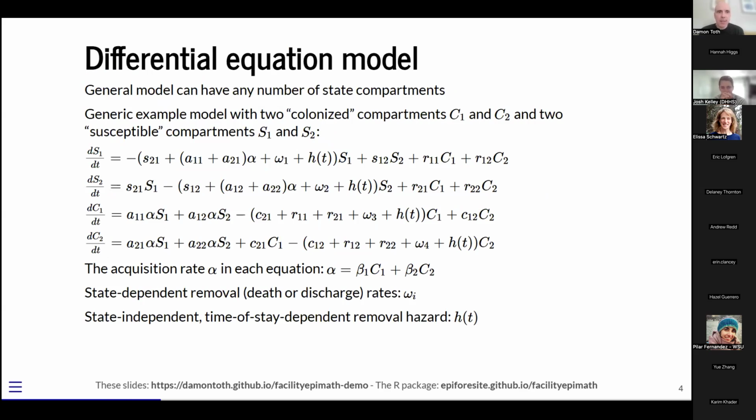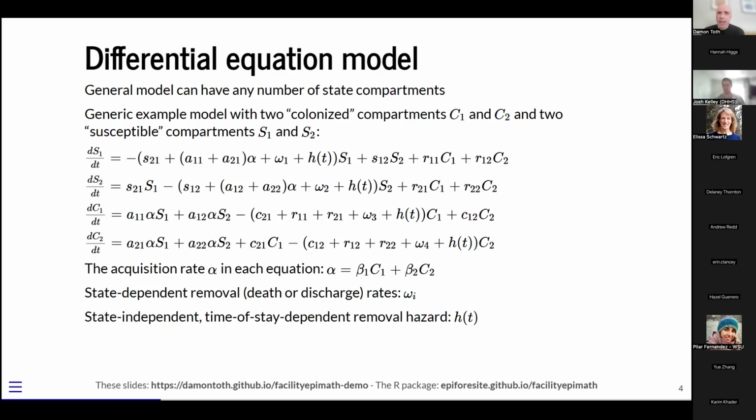So here is a general version of the model with two colonized and two susceptible compartments. The model can actually handle any number of compartments, but I just put two here to show what it looks like for the 2x2. Colonized are basically the infected person. In healthcare epi, this would be like an SI model where I is usually infectious, but in healthcare epi we call infected people colonized.